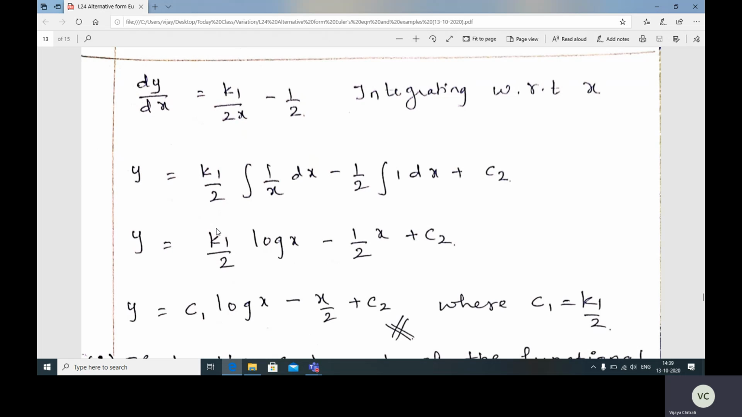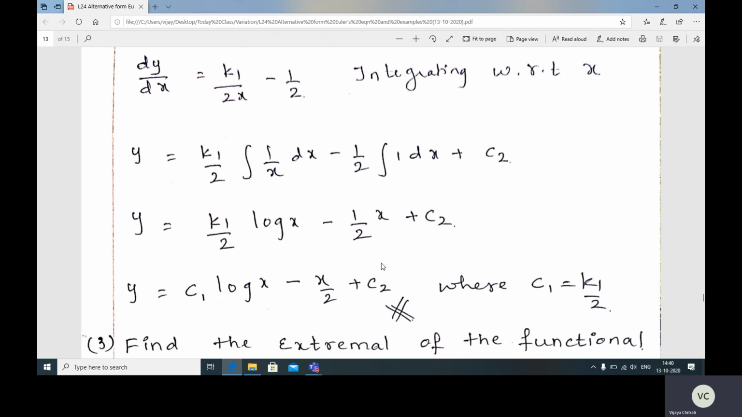So in any way k1 is constant and this 2 is also constant. So k1 by 2, I'll denote this constant as c1. Again it is a constant. So c1 log x minus x by 2 plus c2. So we have taken here k1 by 2 as c1. So this will be the required solution. Now move on to next example.